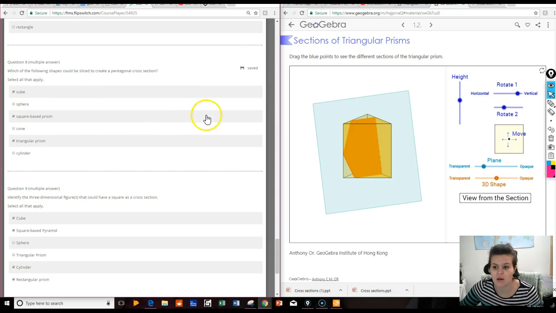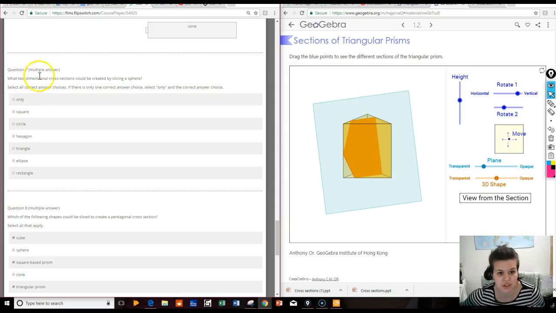So if the shape has 5 or more flat surfaces or surface faces, then you could create a pentagonal cross section in it.